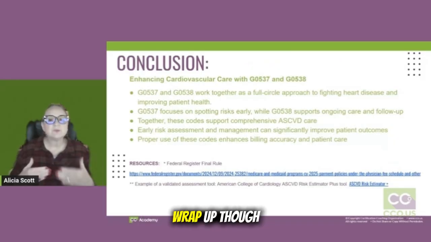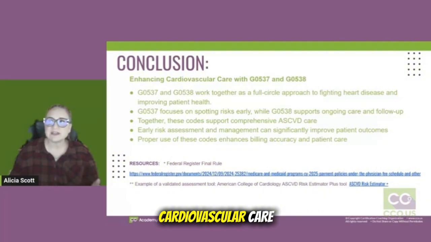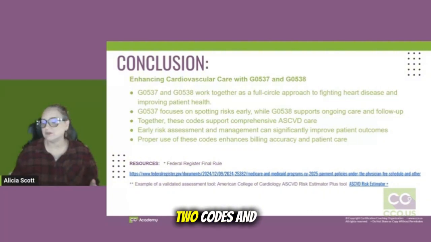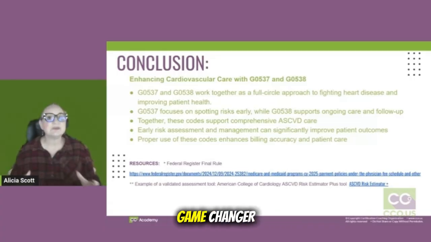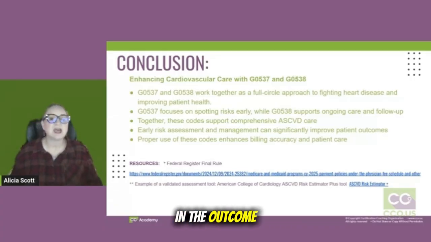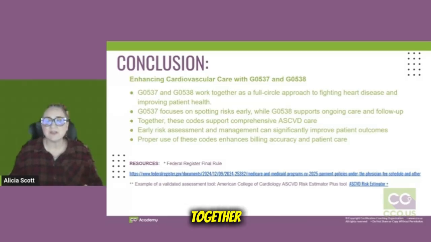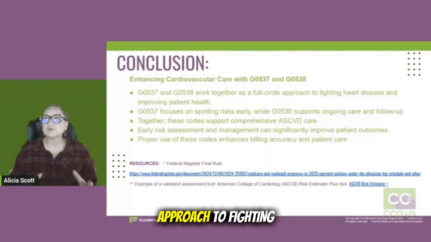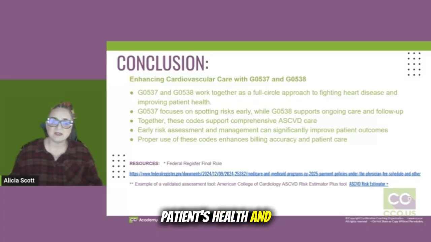Now, as we wrap up, what we really truly want to do is enhance cardiovascular care by using these two codes. And you can see how these two codes could be a game changer in the outcome for patients who are high risk. So the G0537 and the G0538, they're going to work together, and we've got really a full circle approach to fighting heart disease and improving the patient's health and outcome.